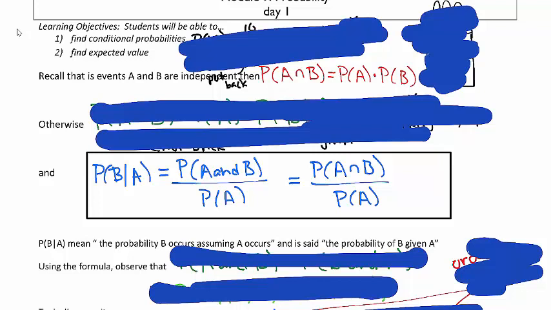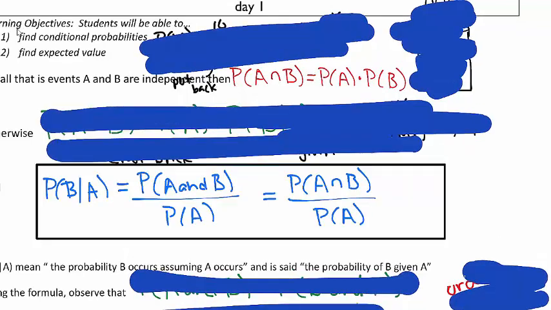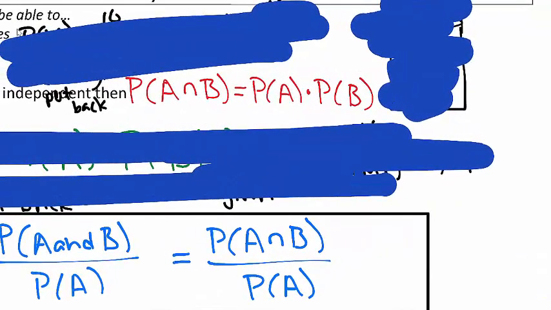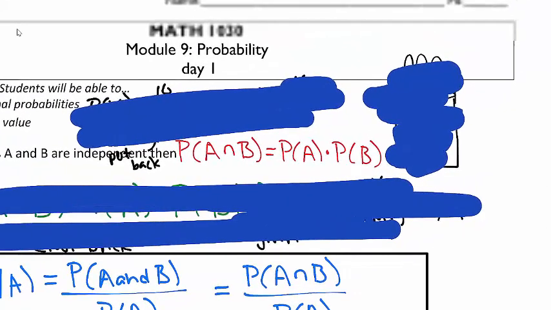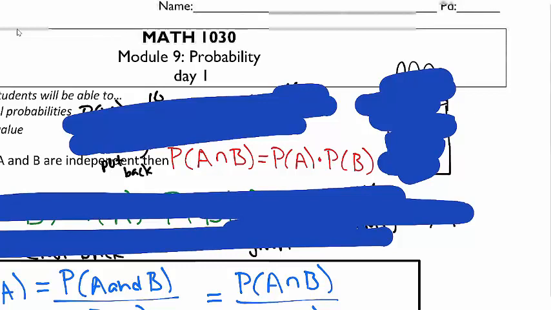So recall that events are independent if the probability of A and B happening is the same as the probability of A times the probability of B. That is the definition that you need on your paper. And I talk about this in the video from last time, and I'm going to go over it again.